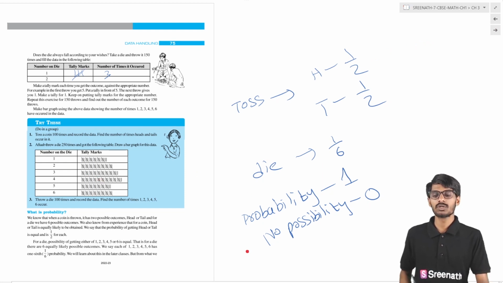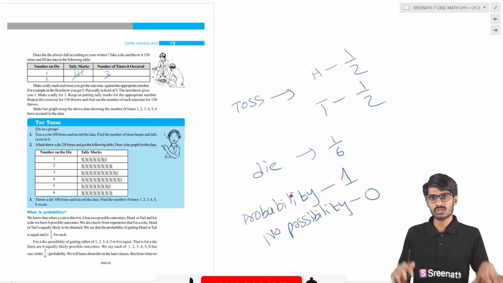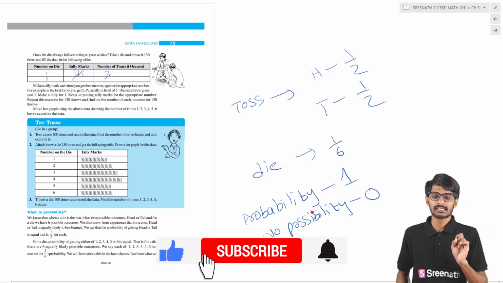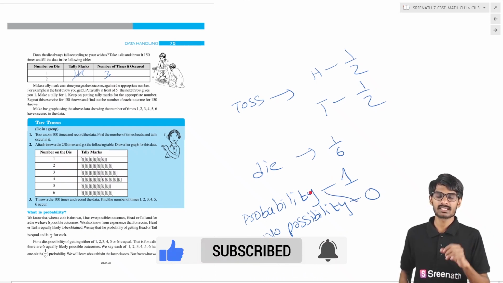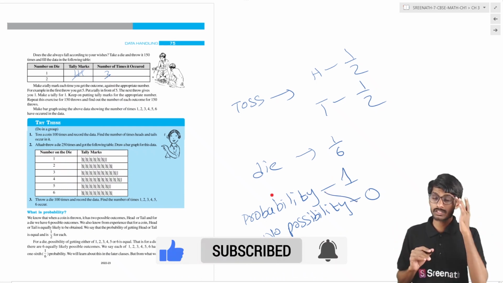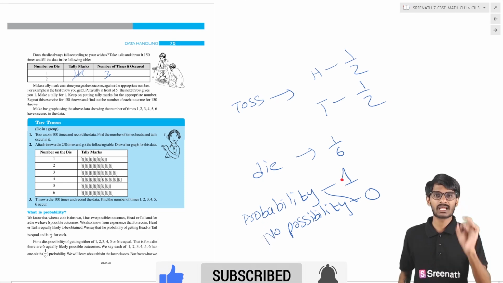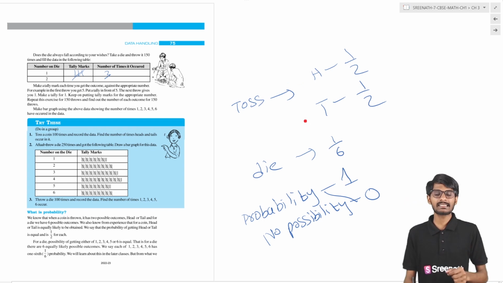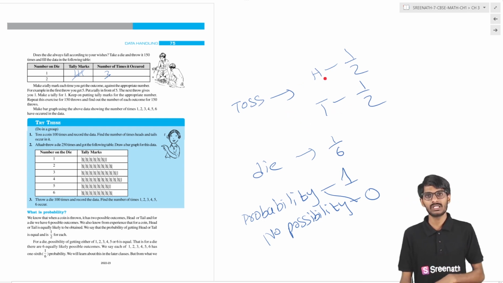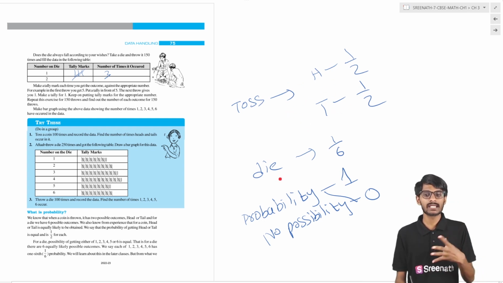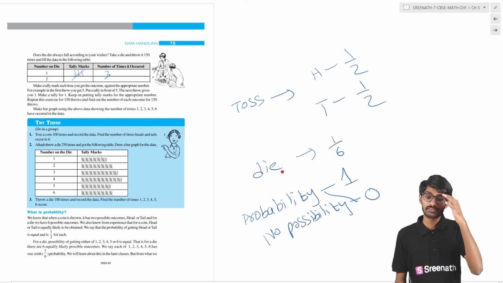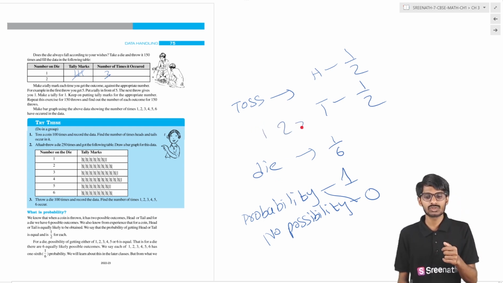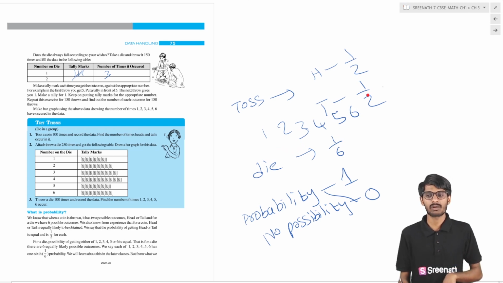Next thing is the probability. Whenever there is no possibility of an event occurring, then the probability is equal to 0, students. Whenever it is certain, then the probability value is 1. In the case of tossing a coin, the probability of head and tail are equal, that is 1/2. In the case of throwing a die, each number, 1, 2, 3, 4, 5, 6, has equal probability, that is 1/6.